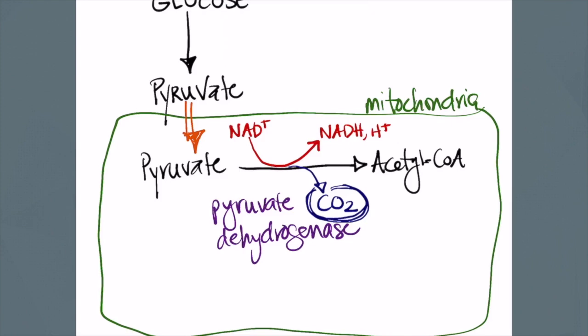So where pyruvate was a 3-carbon molecule, we have now lost one of those carbons. Here it is. It's the carbon of carbon dioxide. So acetyl-CoA is a 2-carbon molecule. We have blown off one of our carbons.